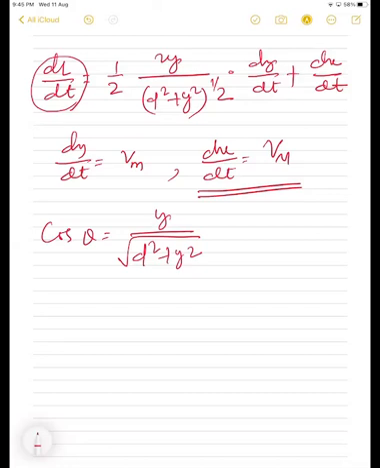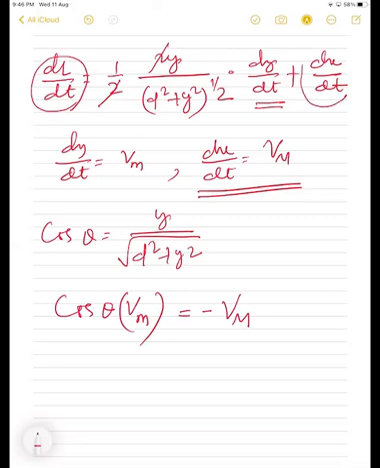So here the 2 cancel, right? You can write y square by d square plus y square to the power half, that is cos theta. And dy by dt you can write what? The velocity of the ring, Vm, correct? If that goes to the other side, then it is equal to minus V capital M.